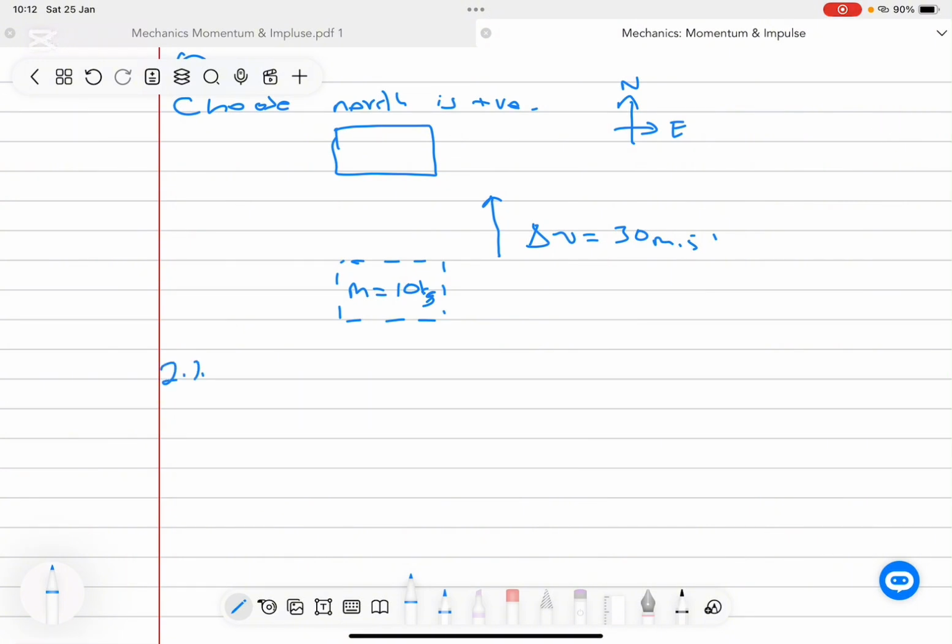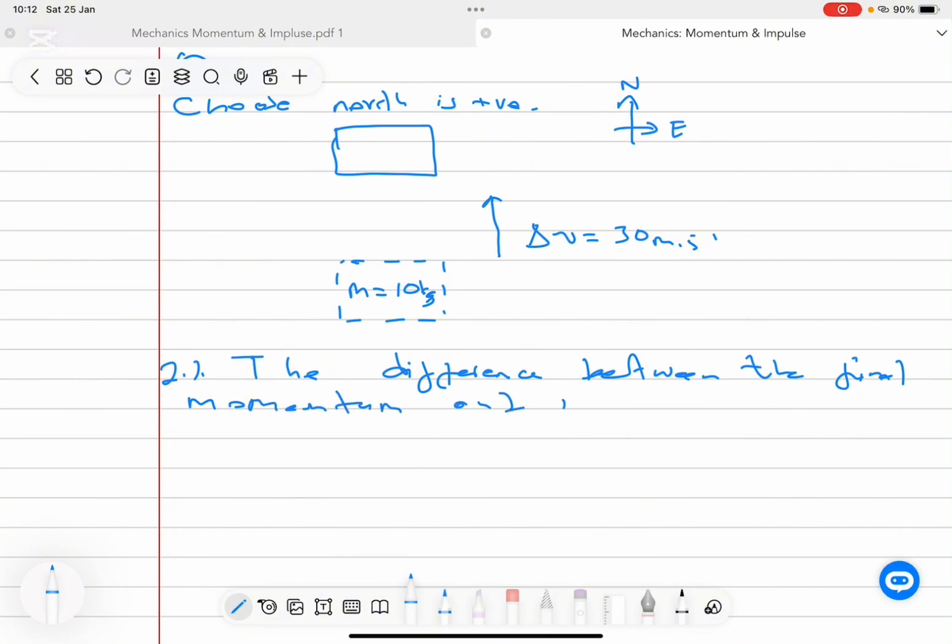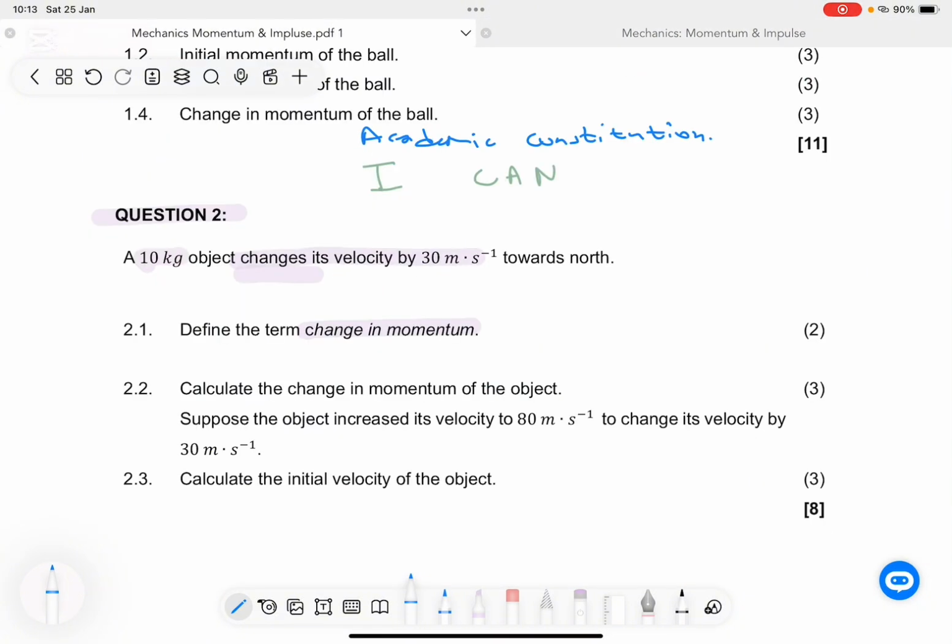We know this definition from lesson 2. We spoke about that in detail. And we defined change in momentum in that lesson to be the difference between the final momentum and initial momentum. Now we are done with rule number 3.